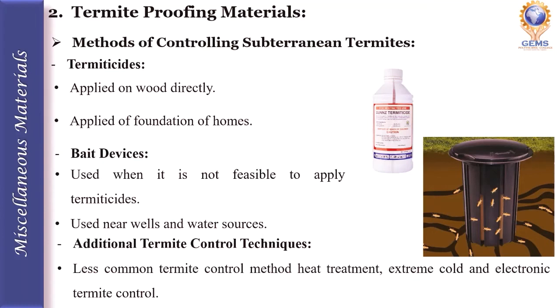The second method is bait devices. These bait devices are used when it is not feasible to apply the termiticides. This is how bait devices look. We have to install these bait devices into the ground so that the termites will come and get stuck inside the bait devices. This will be used near wells and water sources.